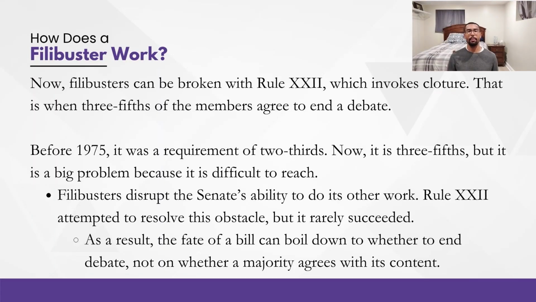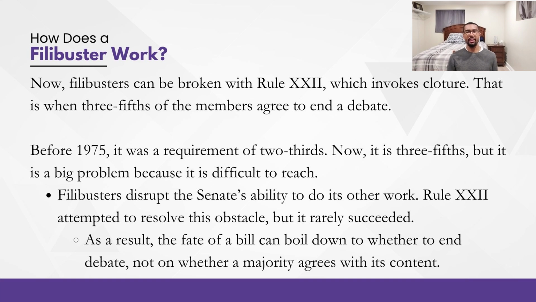Now, filibusters can be broken with Rule 22, which invokes cloture. That is when 3/5 of the members agree to end a debate. Before 1975, it was a requirement of 2/3. Now it is 3/5, but it is a big problem because it is difficult to reach. Filibusters disrupt the Senate's ability to do its other work. Rule 22 attempted to resolve this obstacle, but it rarely succeeded.